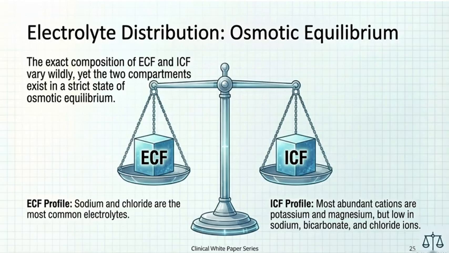Although the composition of intracellular and extracellular fluids are very different, they exist in osmotic equilibrium. In extracellular fluids, sodium and chloride are the dominant ions. In intracellular fluid, potassium and magnesium are predominant. This balance is tightly regulated to maintain the cell volume and function.